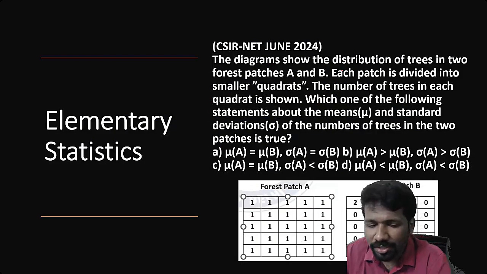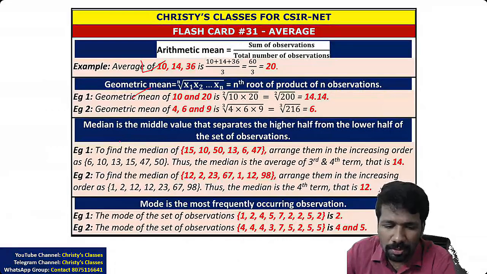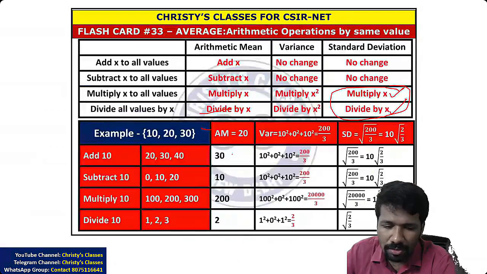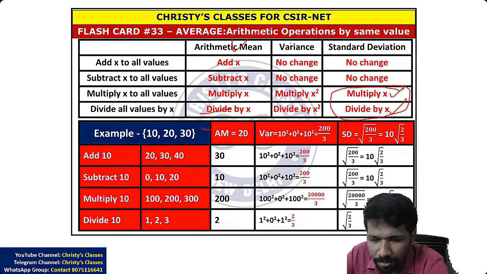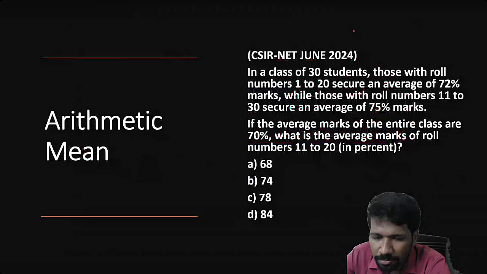So anyway, elementary statistics में mean, median, mode ये concepts important हैं. Standard deviation, variance का concept भी important है. And if all values are added or subtracted or multiplied or divided by a common number, what happens to arithmetic mean, variance, standard deviation? ये concept भी बहुत ही important है.